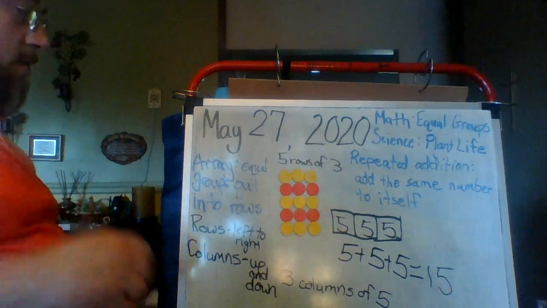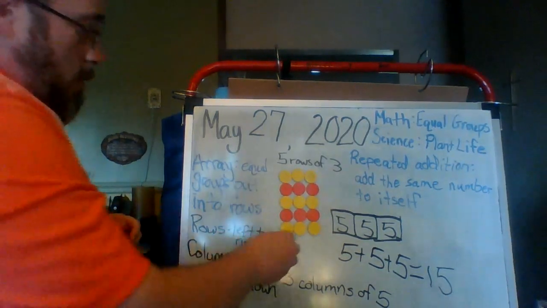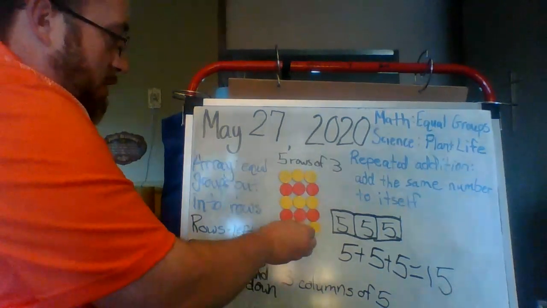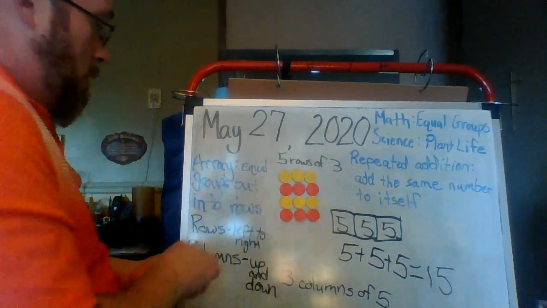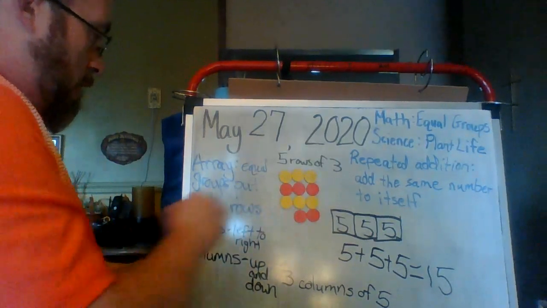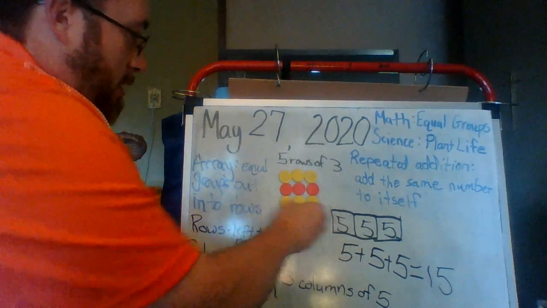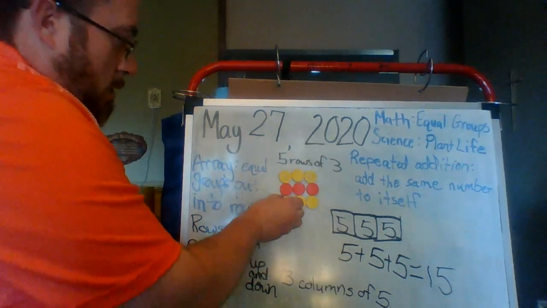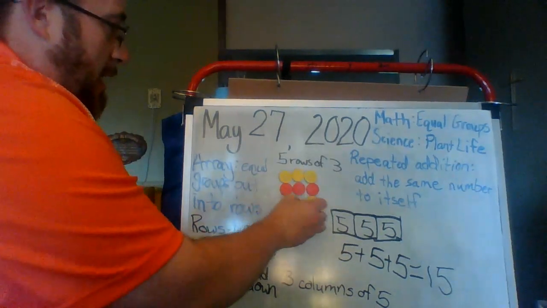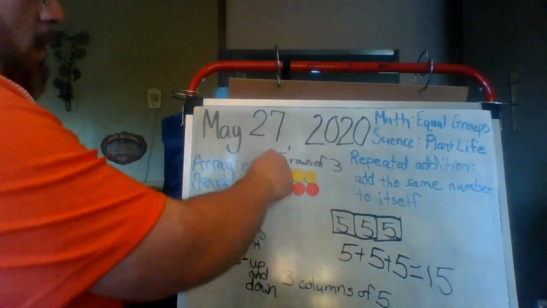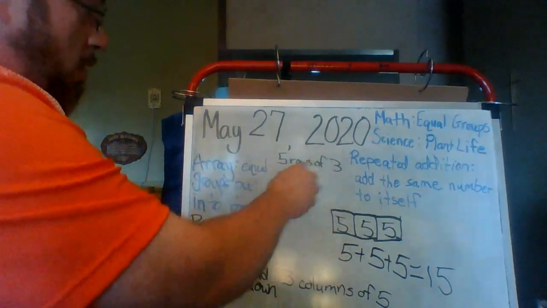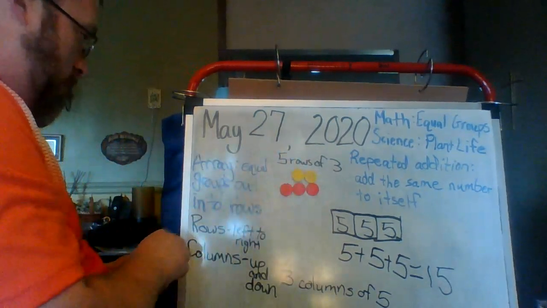So let me model for you what you would do if they want you to draw a picture based on saying the array by rows or columns.